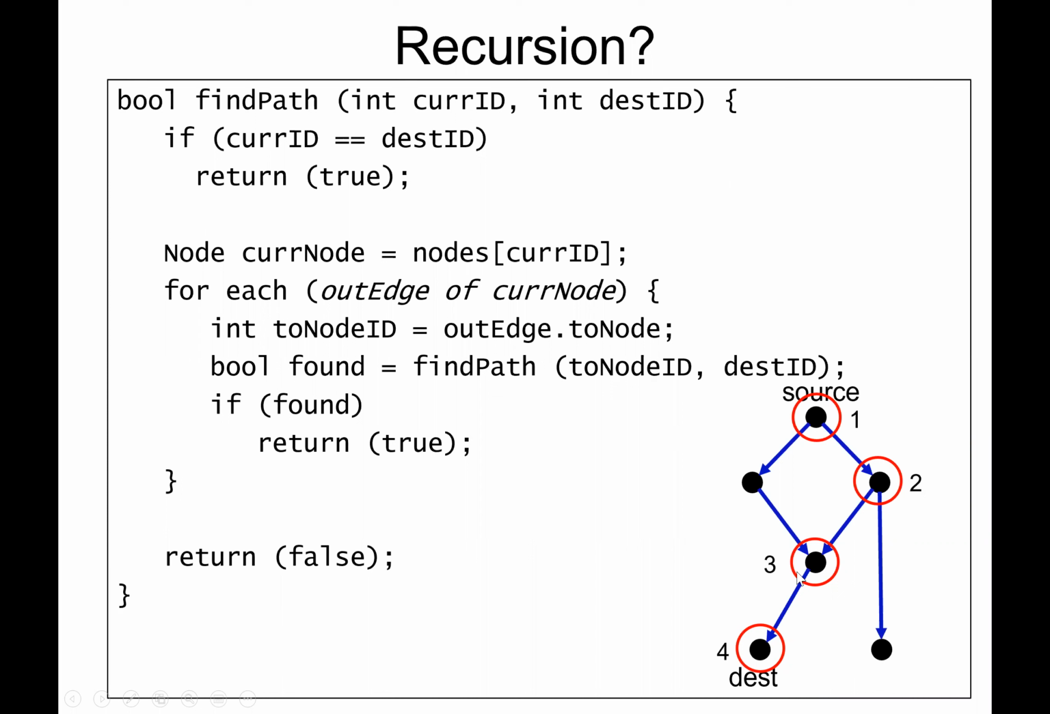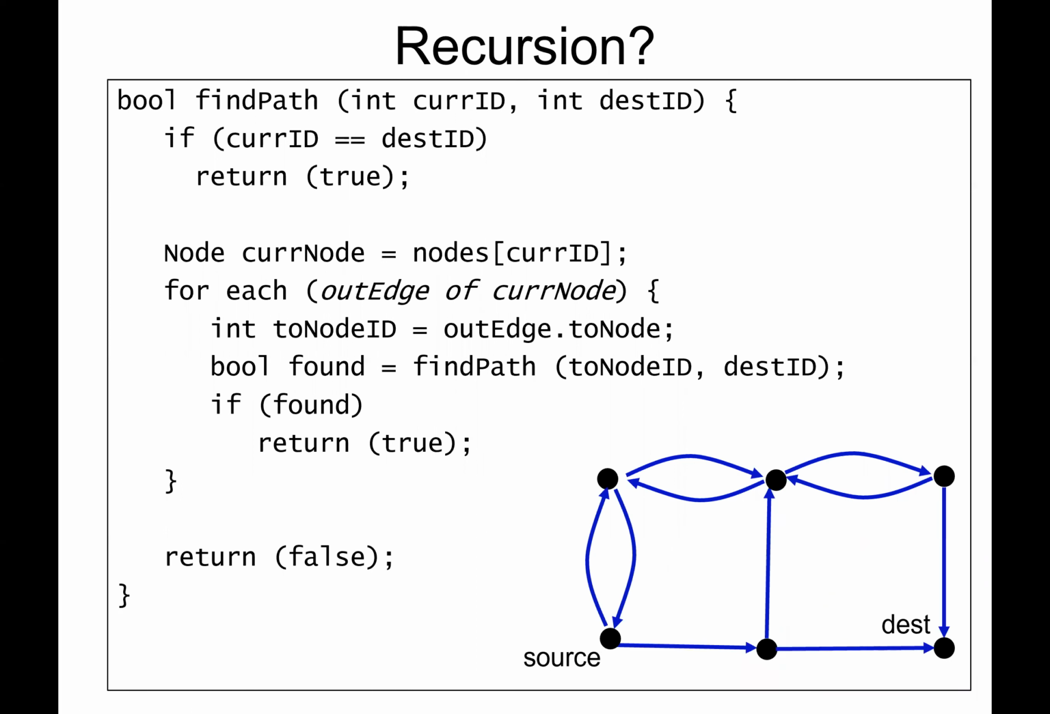And then when I return true, there's a bunch of recursive calls on the stack, and each of them will return true. So we return true all the way back to the calling routine, and it says, yeah, we found a path. Okay. Is everybody with me? Yeah, we found the path. Good. Okay. So that looks good.